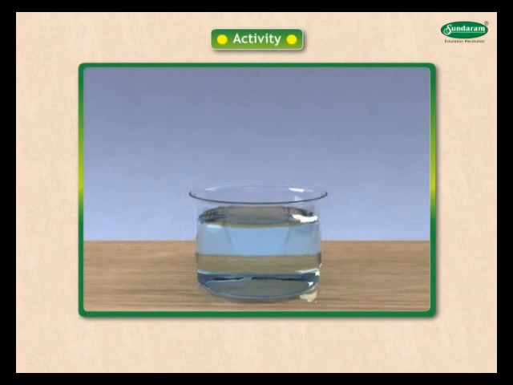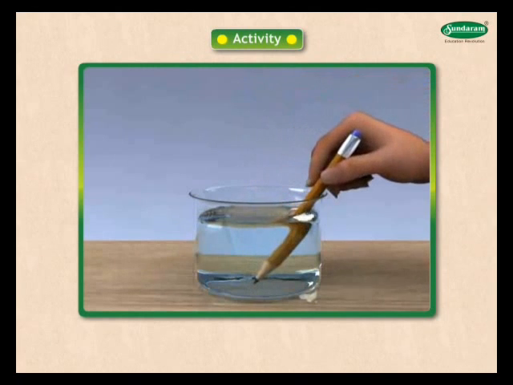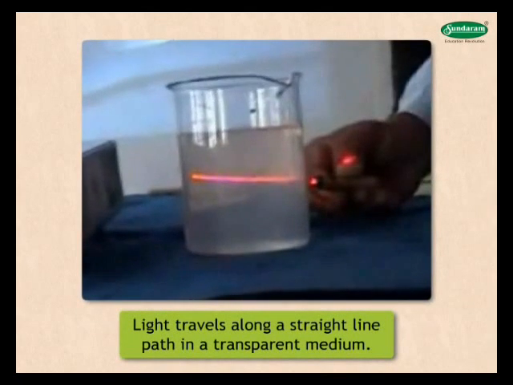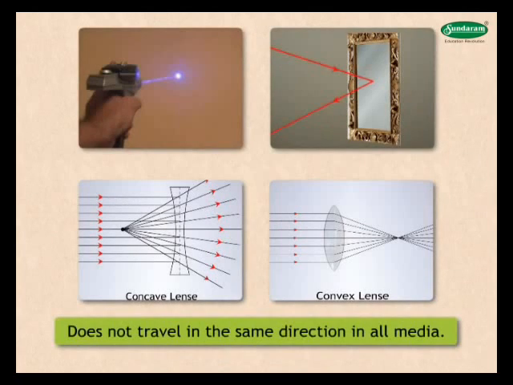Take a beaker filled with water. Insert a pencil in vertical position in water such that a part of the pencil is inside the water and the remaining part is in air. What change do you observe in thickness of pencil? Now place the pencil obliquely in the same beaker. What do you observe?